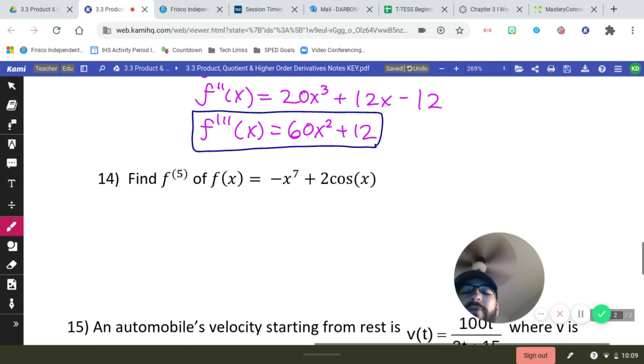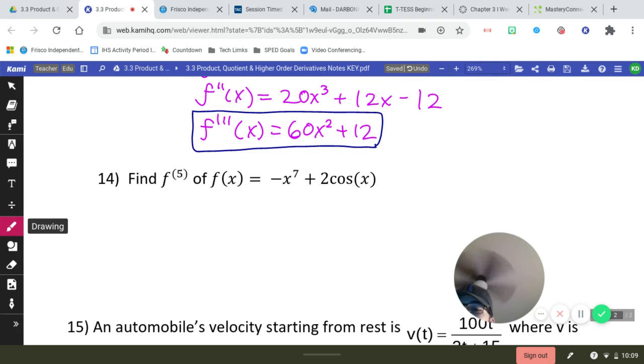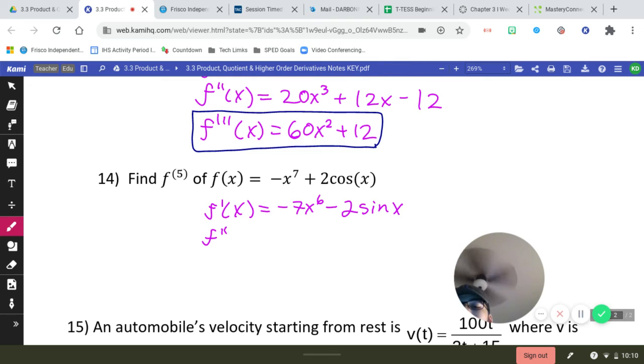Okay, 14, we want to find f. It's not to the fifth, but it is the fifth derivative. So the fifth derivative of f of x is equal to negative x to the seventh plus 2 cosine of x. Well, this one's going to take a bit, but let's get to it. So f prime of x is equal to negative 7x to the sixth minus 2 sine of x. F double prime of x is equal to negative 42x to the fifth minus 2 cosine of x.